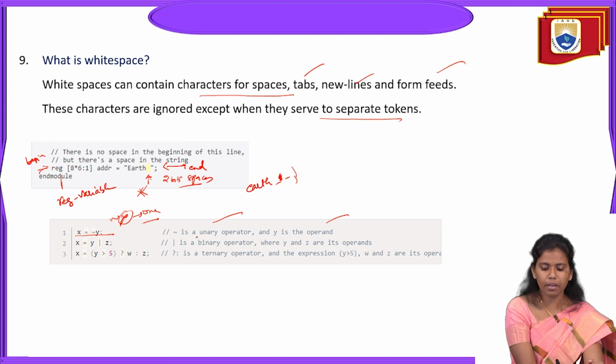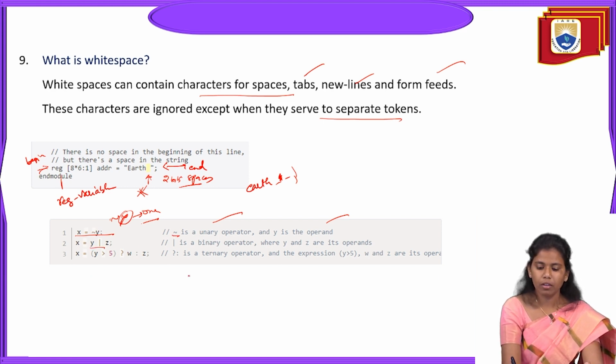Then goes the second one. It's a binary operator. That means y and z are the 2 operands we have, and OR is the operator.